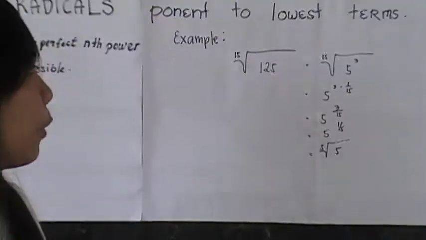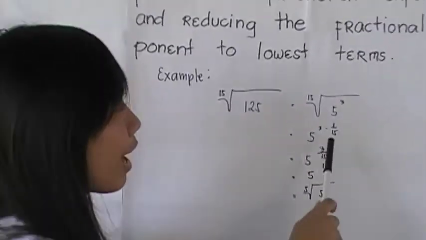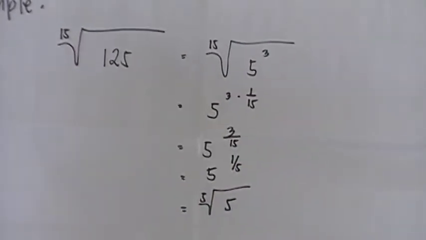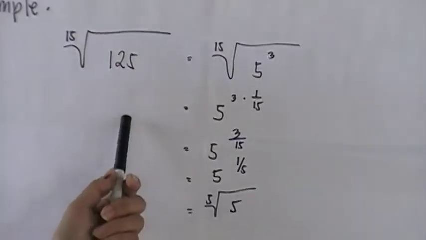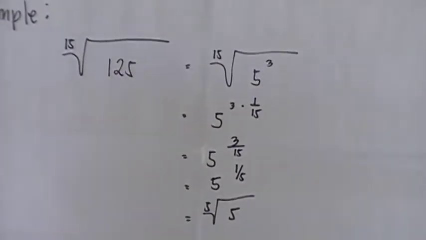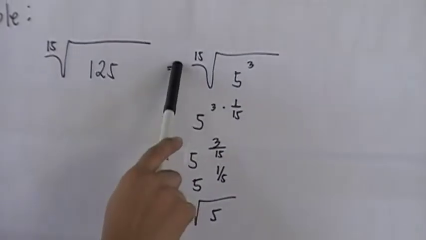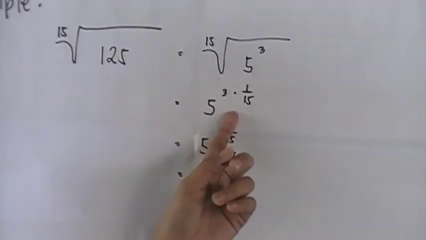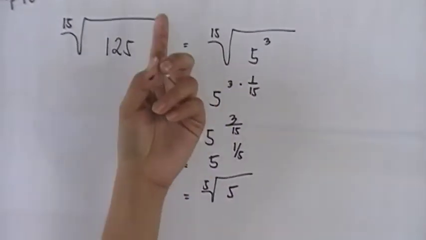So, we find now 5 raised to 3. 5 raised to 3, or 5 cubed, is equal to 125. So, next is the 15th root.